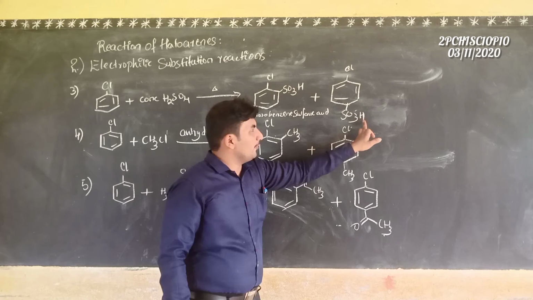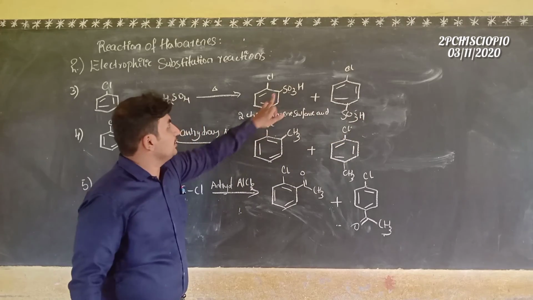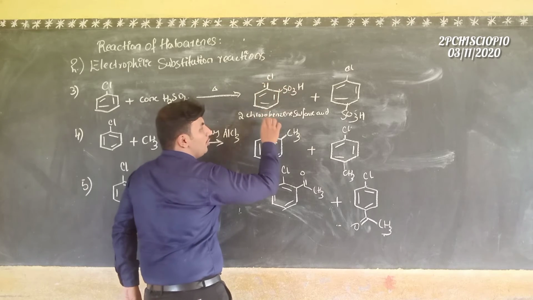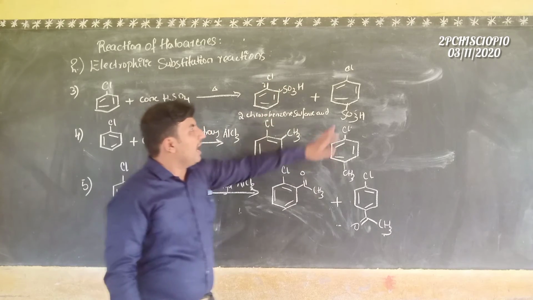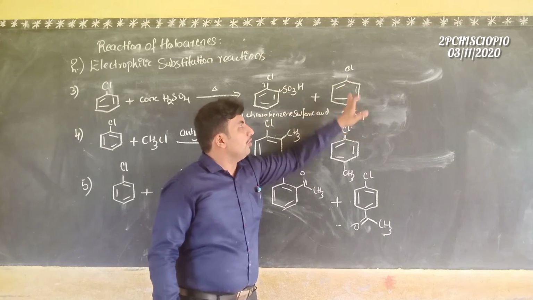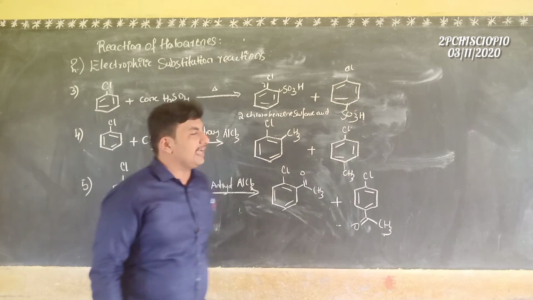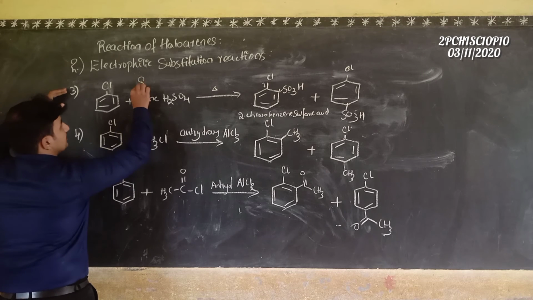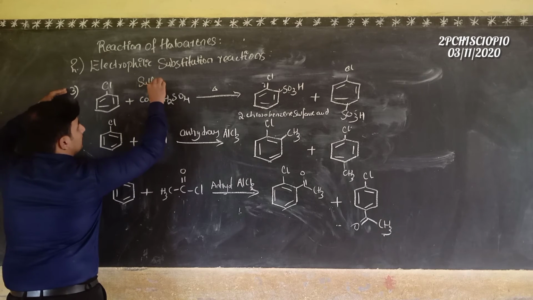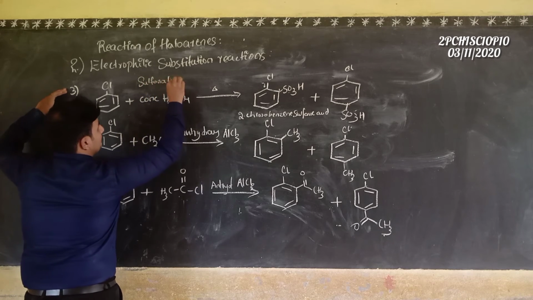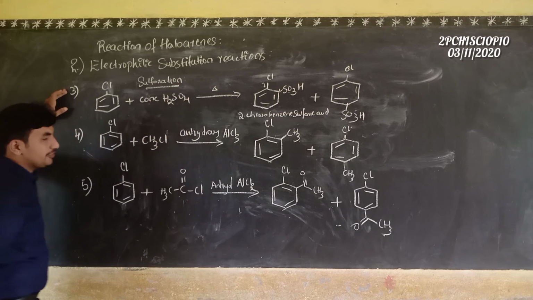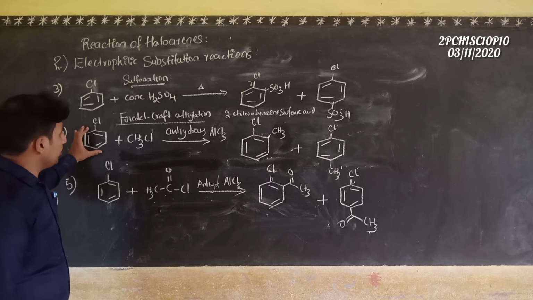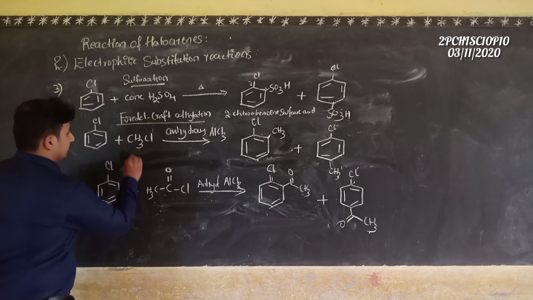4-chlorobenzene sulfonic acid. This is one with respect to this one. 2-chlorobenzene sulfonic acid, and it is 4-chlorobenzene sulfonic acid. What is the name of this reaction? This is sulfonation. The fourth reaction is when chlorobenzene is treated with chloromethane.